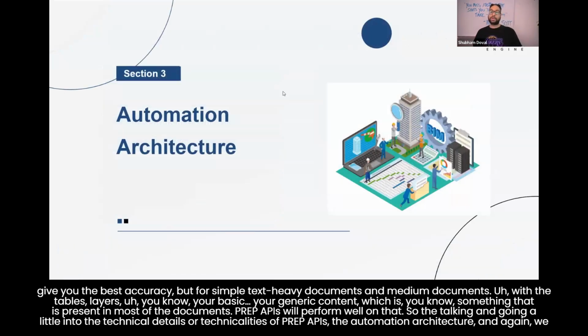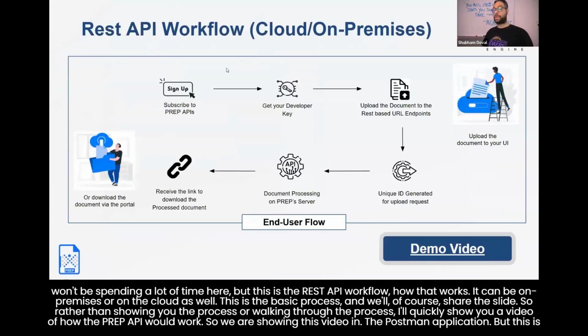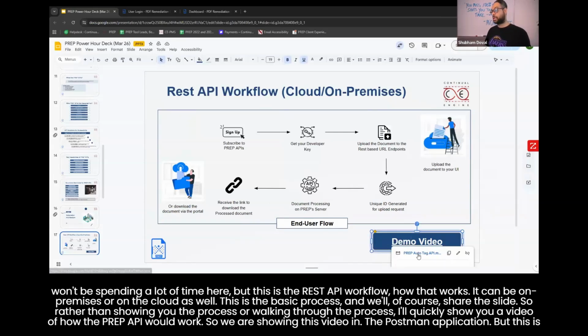Now, going a little into the technical details of Prep APIs, the automation architecture. We won't be spending a lot of time here, but this is the REST API workflow and how it works. It can be on premises or on the cloud as well. This is the basic process, and we'll of course share the slide. So rather than walking through the process, I'll quickly show you a video of how the Prep API would work.